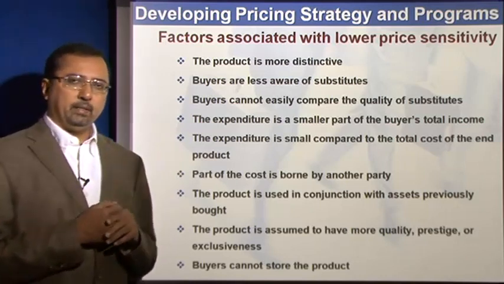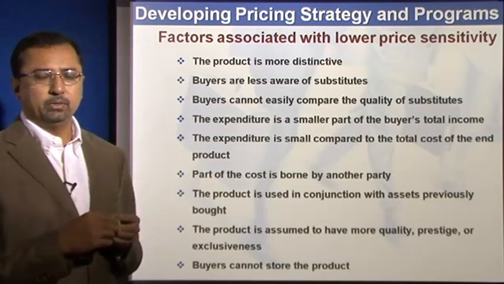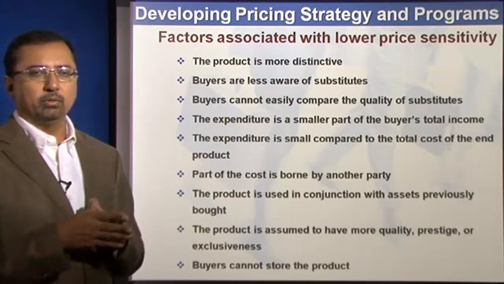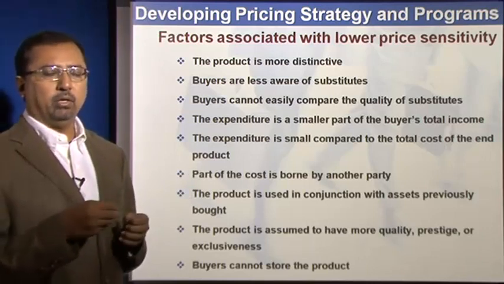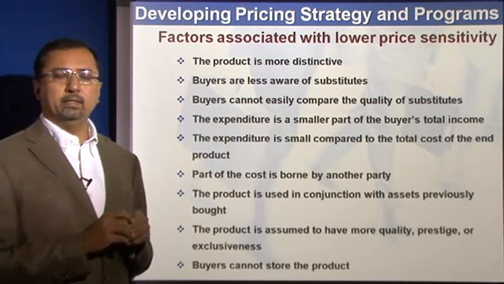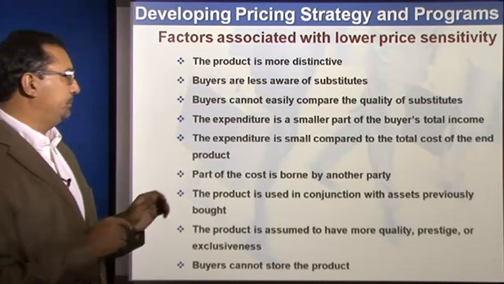Fourth reason could be that the expenditure for that particular category, say for example salt, in the overall expenditure on food and total groceries or provisions of a household, may occupy a very, very low percentage. So it's not worth the time and energy spent in figuring out alternatives or substitutes.